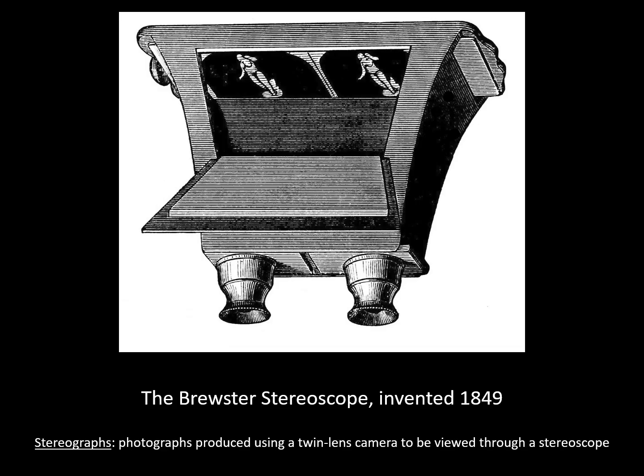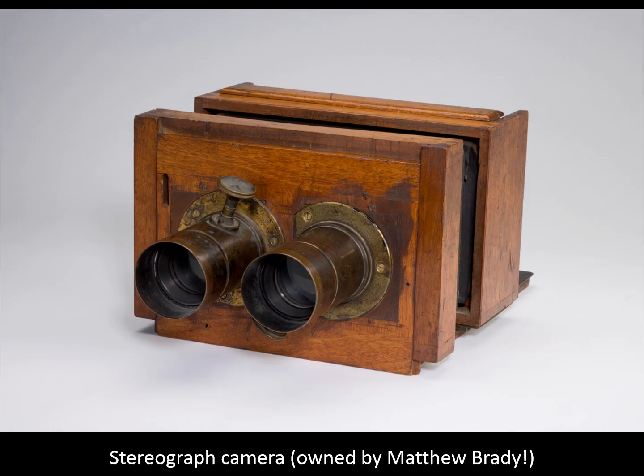In 1849, Brewster invents what's called the stereoscope, in which you put photographs in here. And a stereograph is a photograph produced using a twin lens camera that is designed to be viewed through a stereoscope. This is an example of a stereograph camera. This one is actually owned by Matthew Brady, which is kind of cool just in terms of what we were thinking about in previous weeks. You can see the twin lenses here, so it would capture two images of the same thing, and they would be slightly different, and that difference is what allows it to appear three-dimensional.